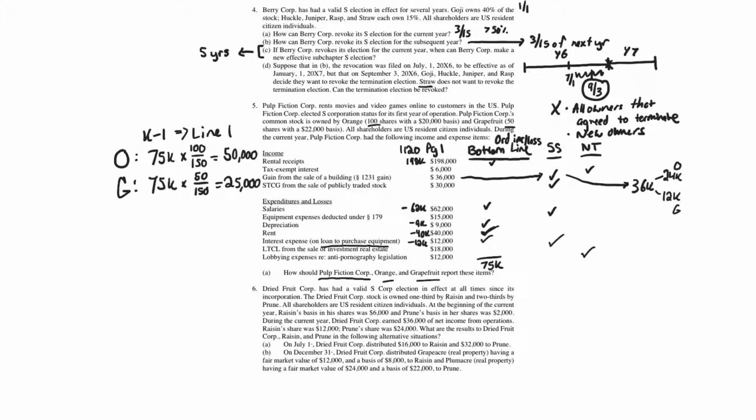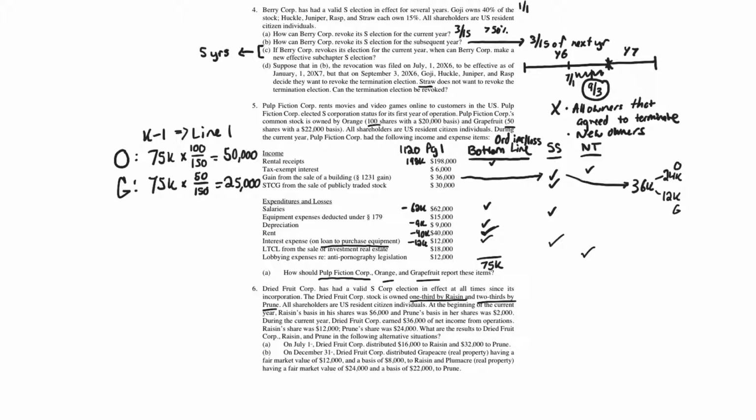All right. So now let's go to problem 6, and we'll be done with our problems. In problem 6, we've got Dried Fruit Corp. It has a valid S Corp election in effect at all times since incorporation, so it never was a C corporation, making it easier on the built-in gains tax and the sting taxes. The Dried Fruit Corp stock is owned 1/3 by Raisin and 2/3 by Prune. All shareholders are U.S. resident citizen individuals.